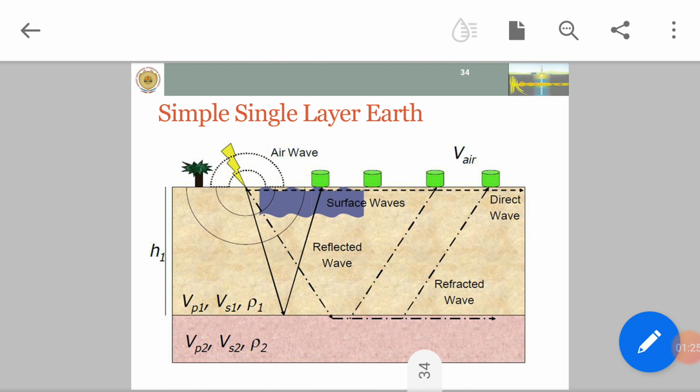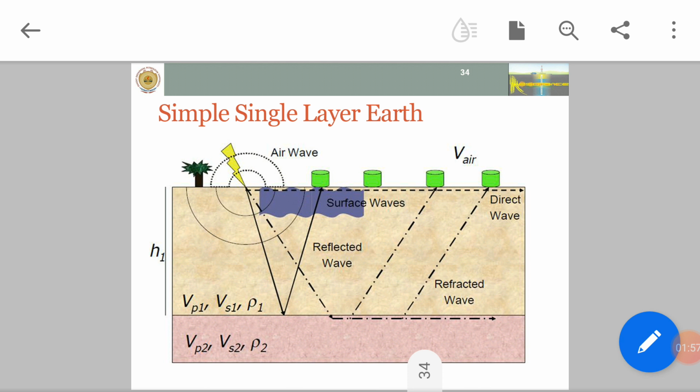We know the reflectivity is defined as V2 rho2 minus V1 rho1 divided by V2 rho2 plus V1 rho1. This gives the reflectivity, and I can repeat that if reflectivity is positive, it means there is a peak. If reflectivity is negative, that means there is a trough. In between we have the zero crossing.